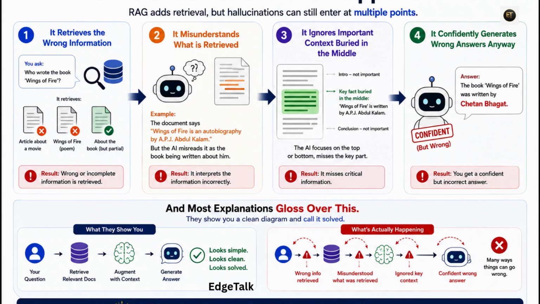Now where can hallucination still happen? Hallucination can still happen at multiple points. The system may retrieve the wrong information. The model may misunderstand the retrieved context. The important context may get buried in the middle. And finally, the AI may confidently generate a wrong answer anyway. Real-world RAG systems are far more complex than most tutorials actually show them.